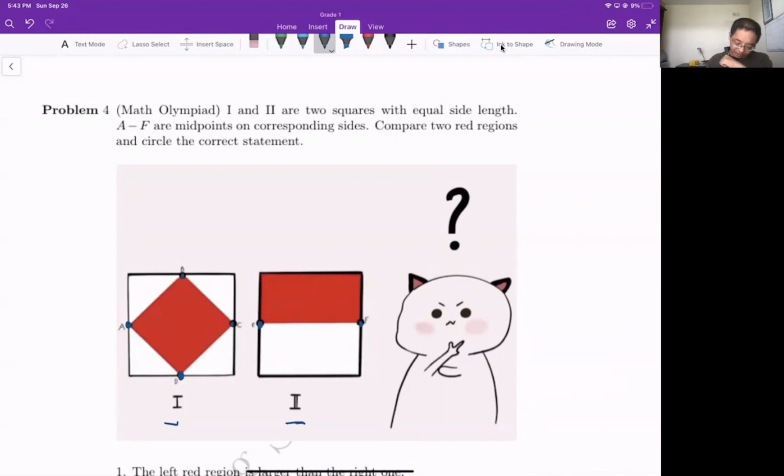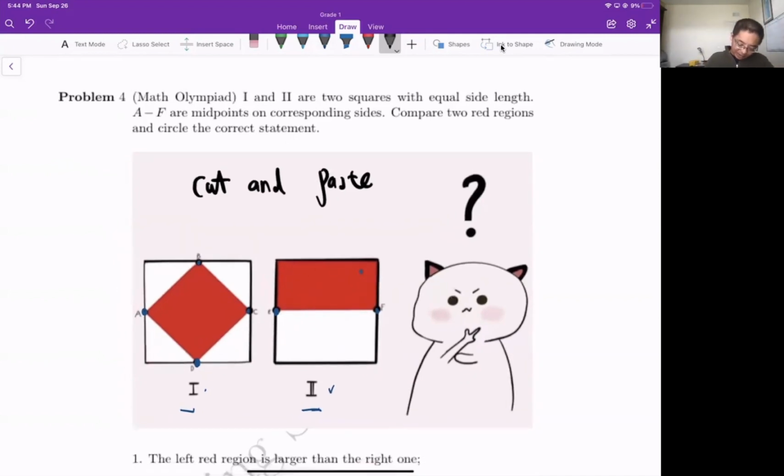For this one, we clearly know this red part, because it's in the middle, is half of it. That's for picture 2. But for picture 1, it's not so obvious whether this is half of it or not, right? So what we're going to use is something called cut and paste. So pretend we have a scissor and we are going to cut one picture and rearrange it, just like we are playing with a puzzle. This is a very useful trick in geometry.